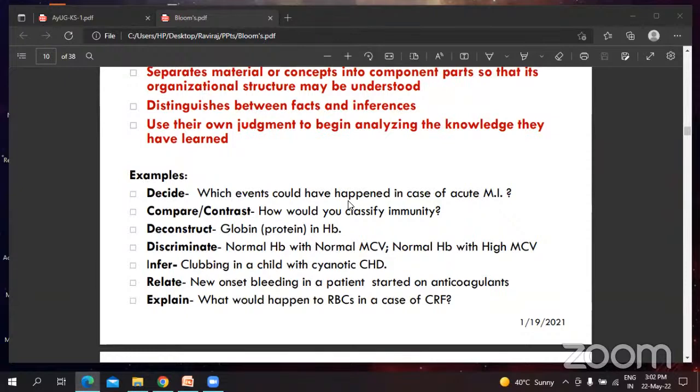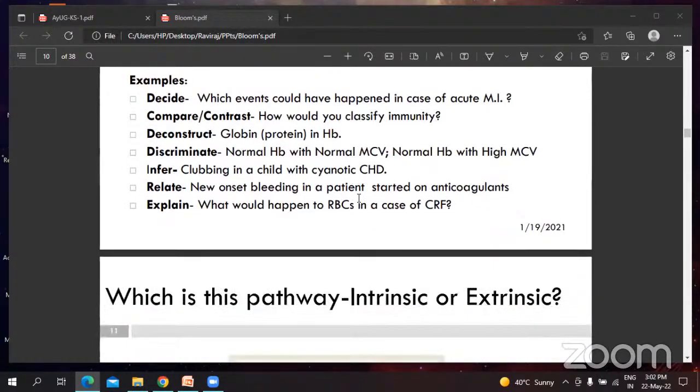He will require iron also, but not in that amount, right? If you give him enough iron, then also his anemia will not recover. He will not improve. We will have to give him erythropoietin only, right? So this is the third level of the cognitive domain.